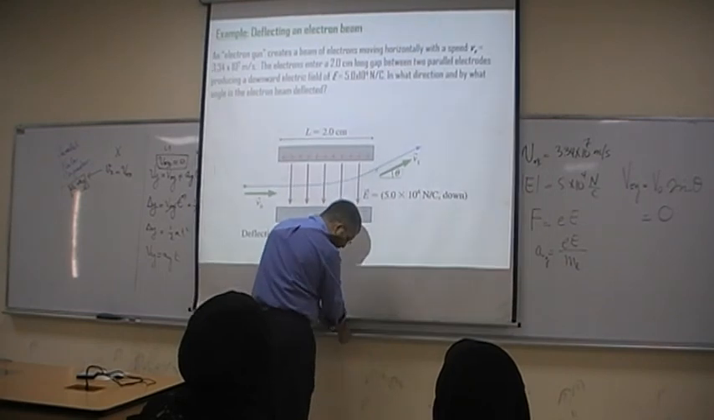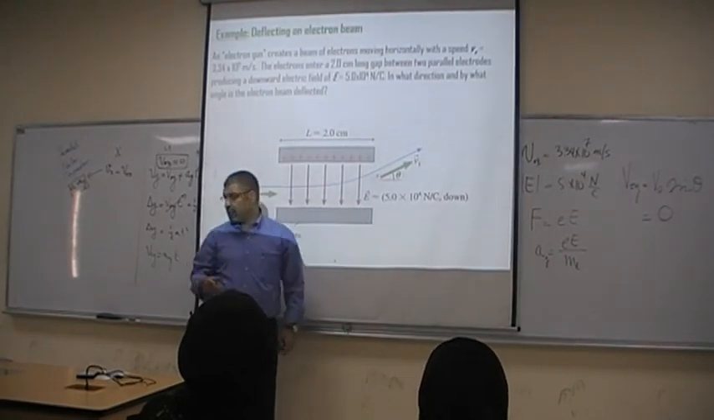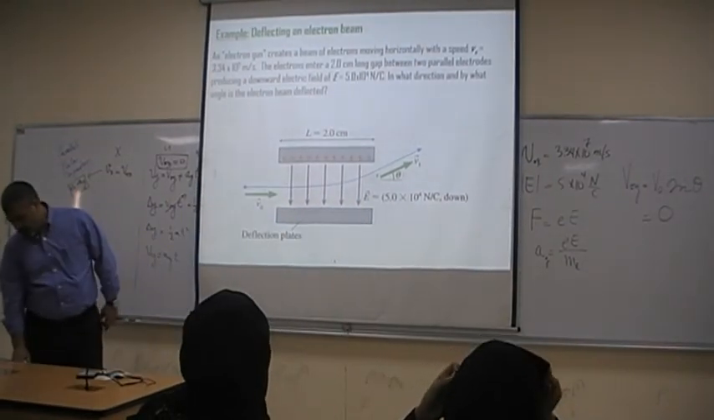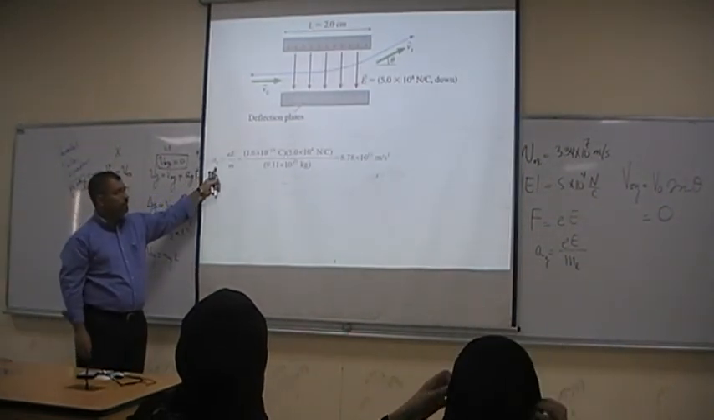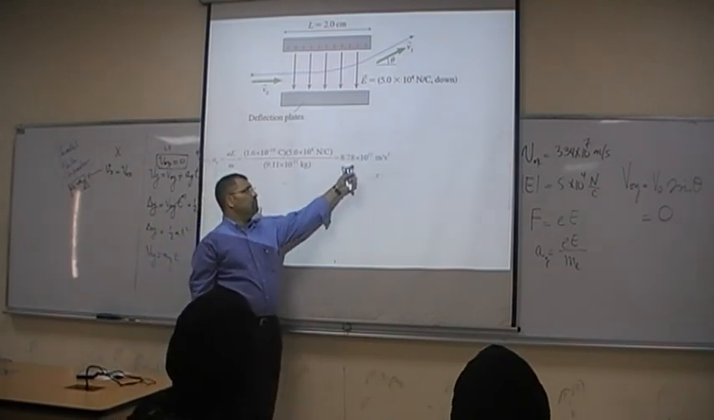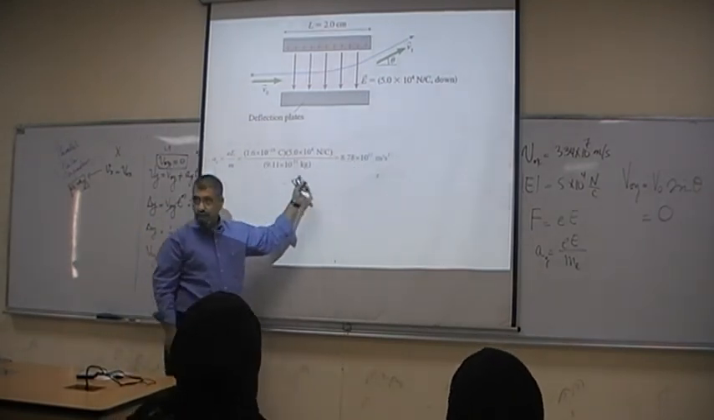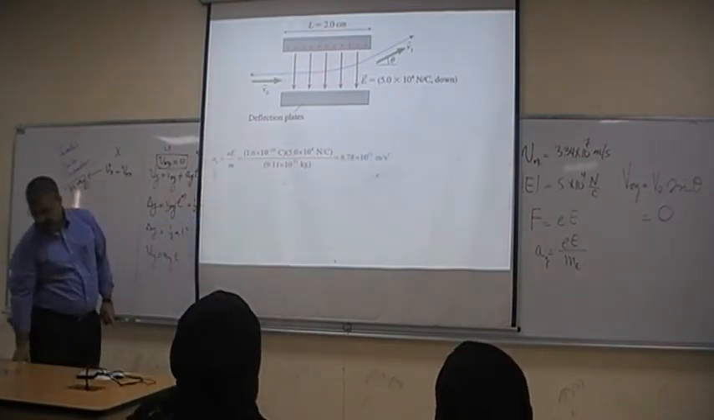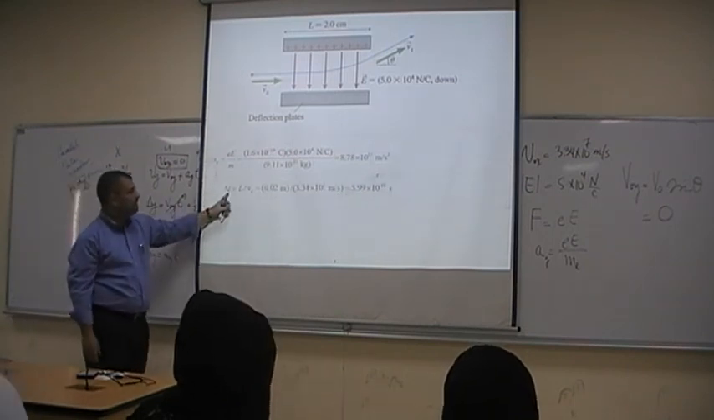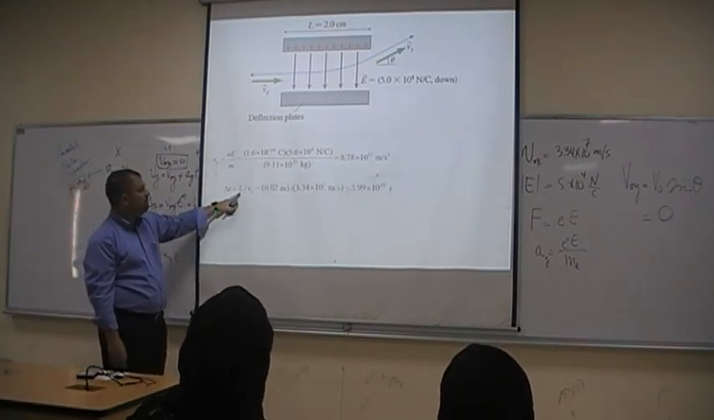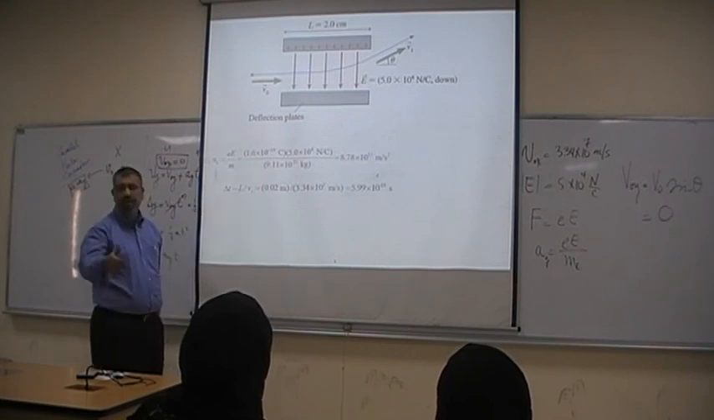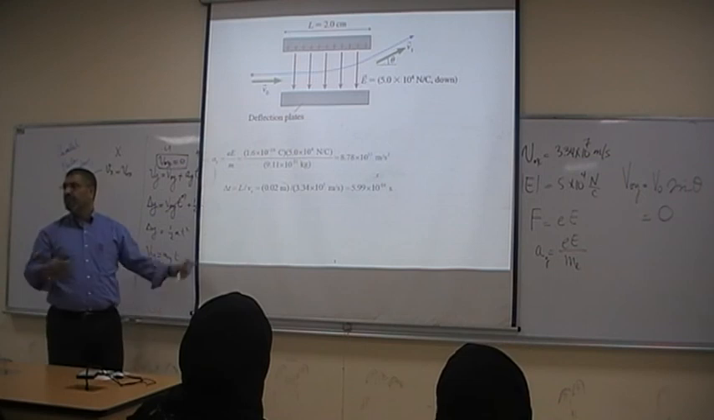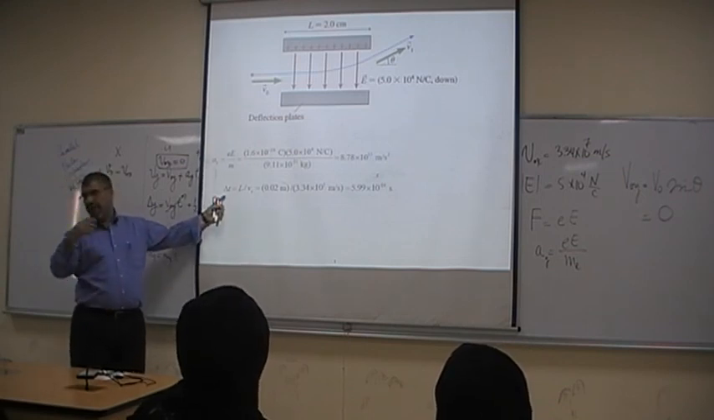That's one of the advantages of having the PowerPoint posted. So the first thing that I calculated was Ay, which again turned out to be very big. Then after that, I calculated delta t, which is simply the length divided by Vx. I calculated the delta t from x in this case, which I don't have to do, but I did it.